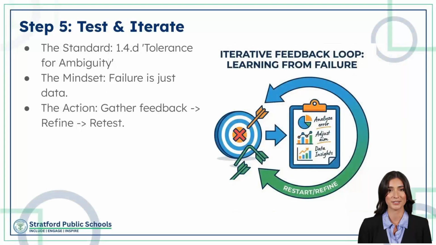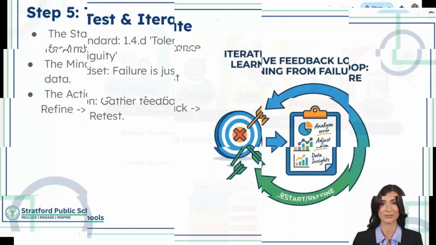Finally, we test. This brings us to Indicator 1.4.d, tolerance for ambiguity. This is where the learning happens. When a user says this doesn't work, the student hasn't failed. They've just collected data. This feedback loop is the engine of innovation. It sends them back to the ideate or prototype phase to make it better. This is the exact process Dr. Eckler is going to operationalize for us right now using Google Docs by showing you how to build a design thinking launchpad using a tool you use every day.